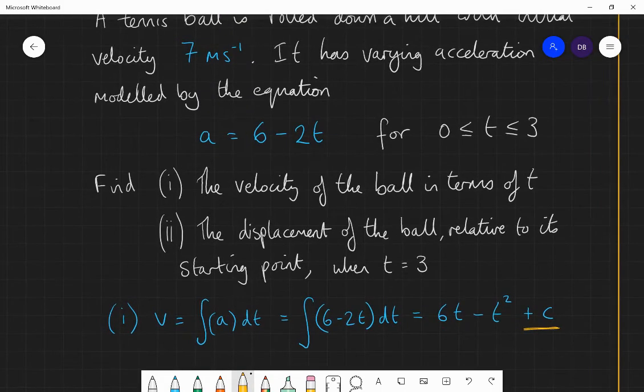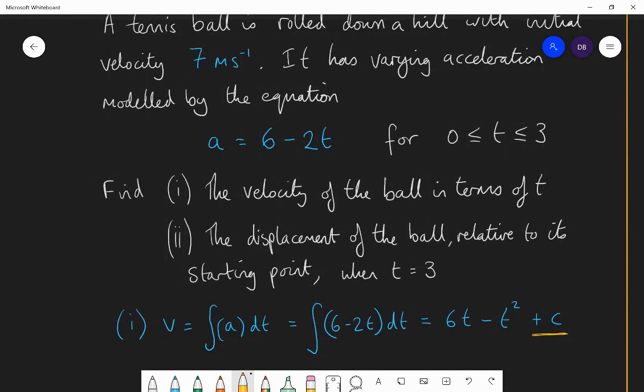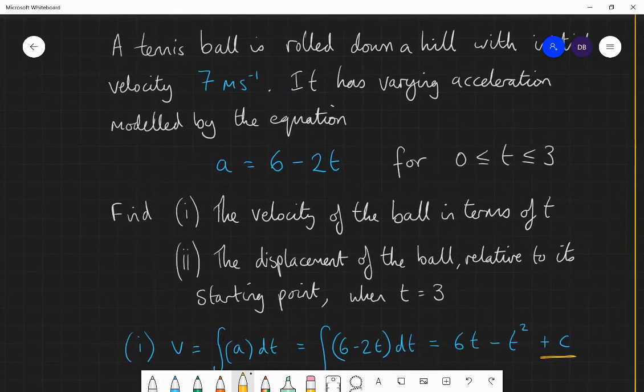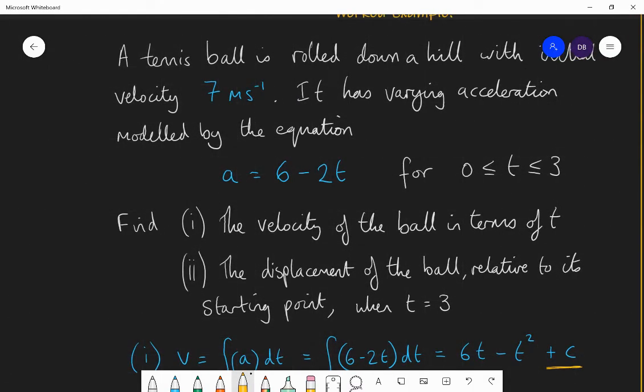It is important because there will be different velocities which would differentiate to 6 minus 2t. There might be a number on the end that I don't know, and I need to find it out. The way to find it out is by looking at the question and seeing if there is more information about the velocity at a specific time that I can then use to find the value of c.